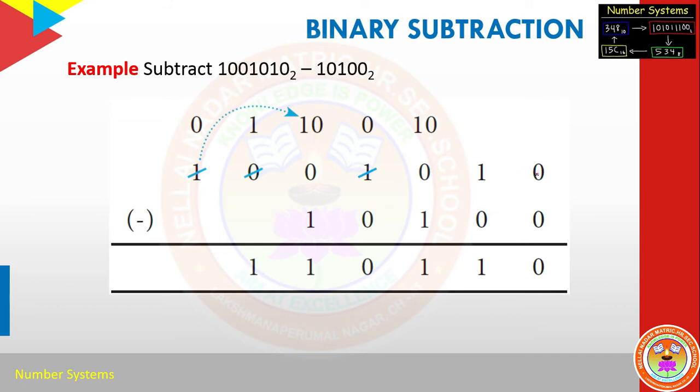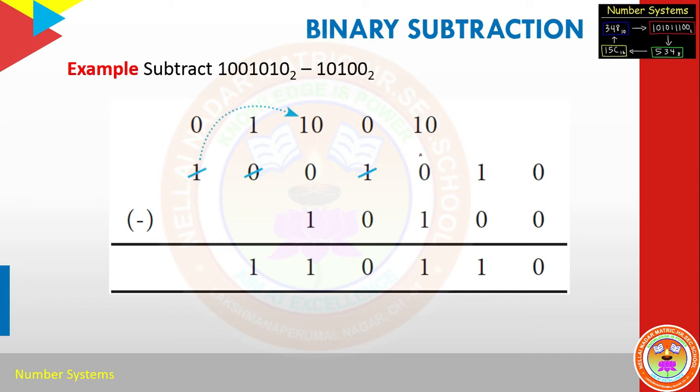Now simply subtract the values. 0 minus 0, that is 0. 1 minus 0, that is 1. 0 minus 1 we can't do directly. So you can borrow from the nearest one. The nearest one we have is 1, right? So directly you have to borrow from here. Once the value is passed from here to there, automatically this value is converted into 0, and here this will be converted into 10.